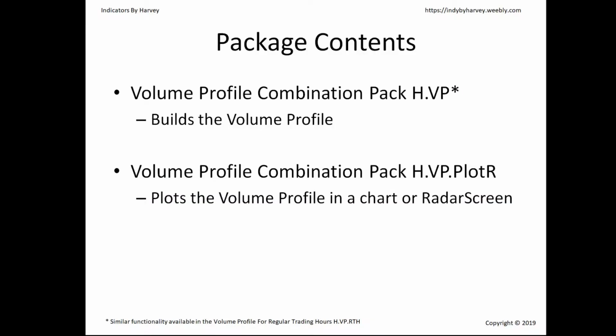If you're a subscriber to the Volume Profile Combination Pack, it includes two indicators: H.VP, which builds the volume profile for regular trading hours, extended trading hours, and any arbitrary or anchored time frame. It also includes the indicator H.VP.plotter, which will plot the volume profile in a chart of a different time frame other than minutes and or in a radar screen. If you're a subscriber to the volume profile for regular trading hours, the indicator that builds the volume profile is called H.VP.RTH, and that builds the profile for regular trading hours only.